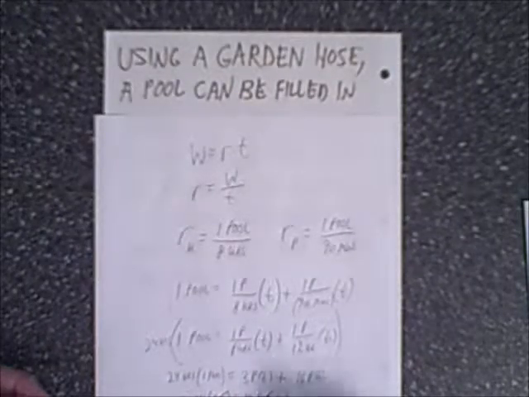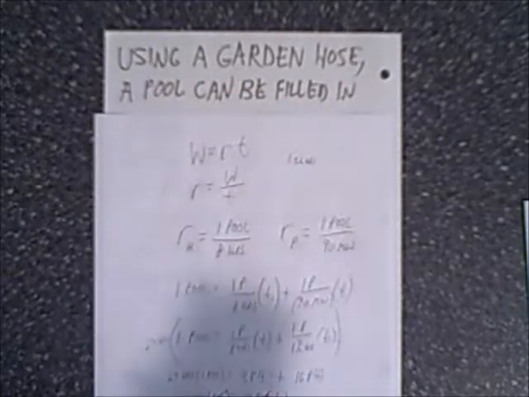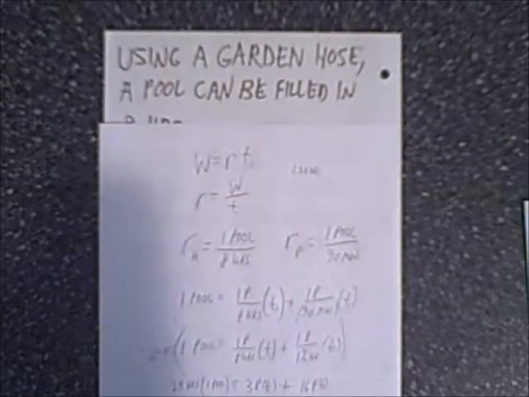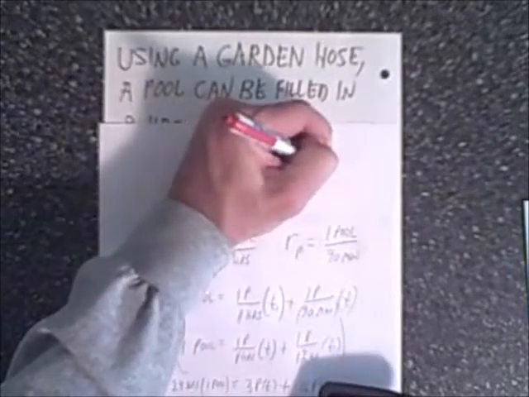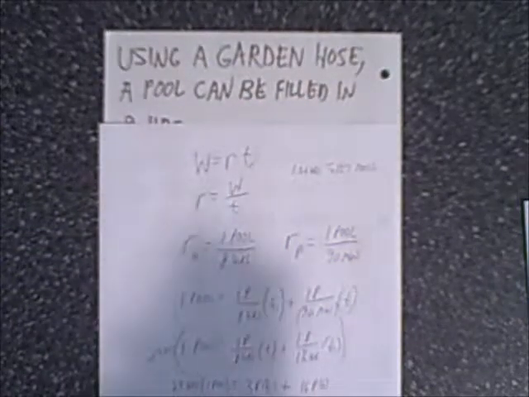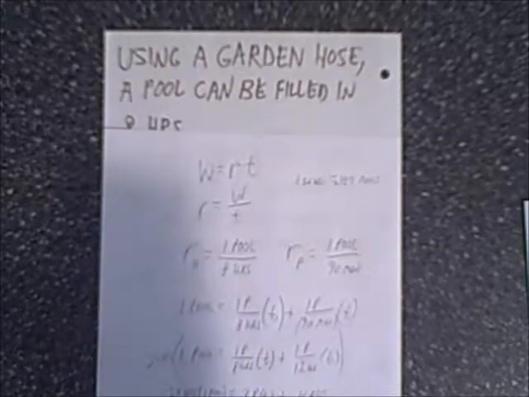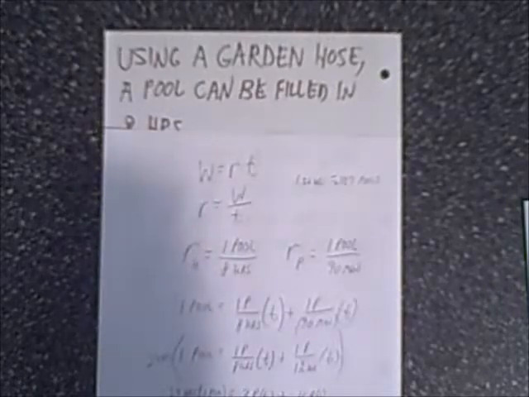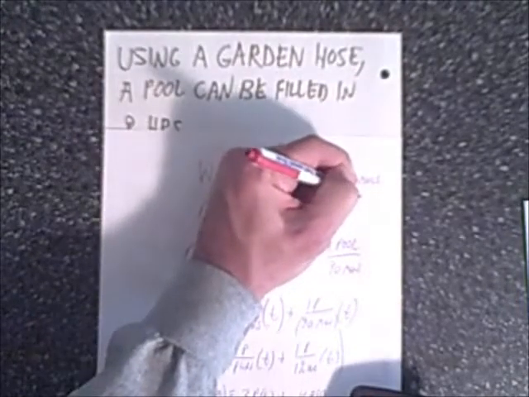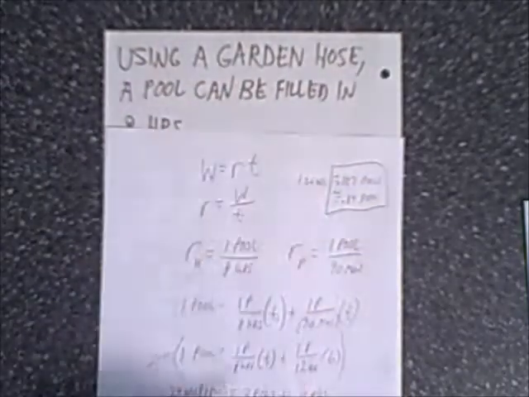Then if you want to do a quick check, 1.26 hours, we multiply that times one pool per 8 hours, so that'll be 1.26 divided by 8. So the hose will fill up 0.157 pools, and then the other one can do 1 divided by 1.5, so that'll be 1.26 divided by 1.5 equals 0.84 roughly will be the pipe's contribution, and that does actually add up to one pool.